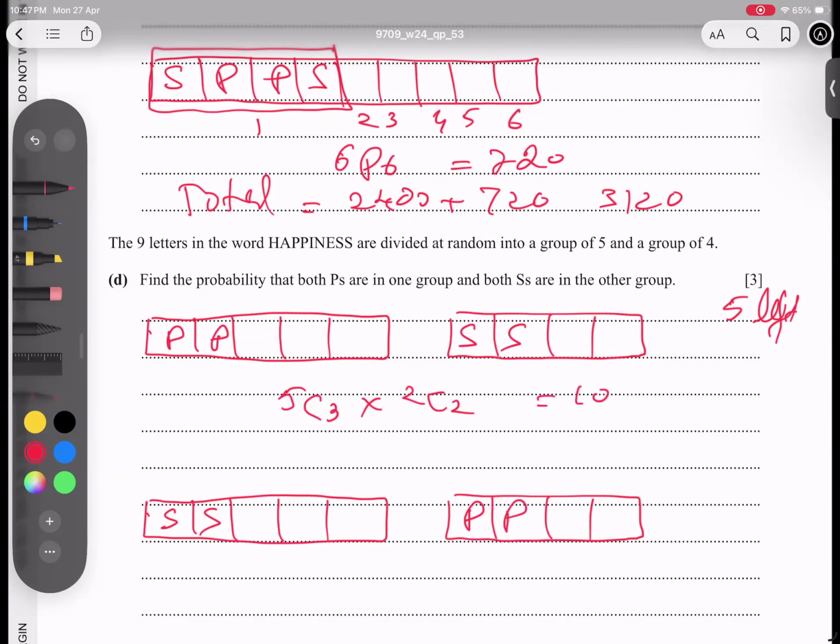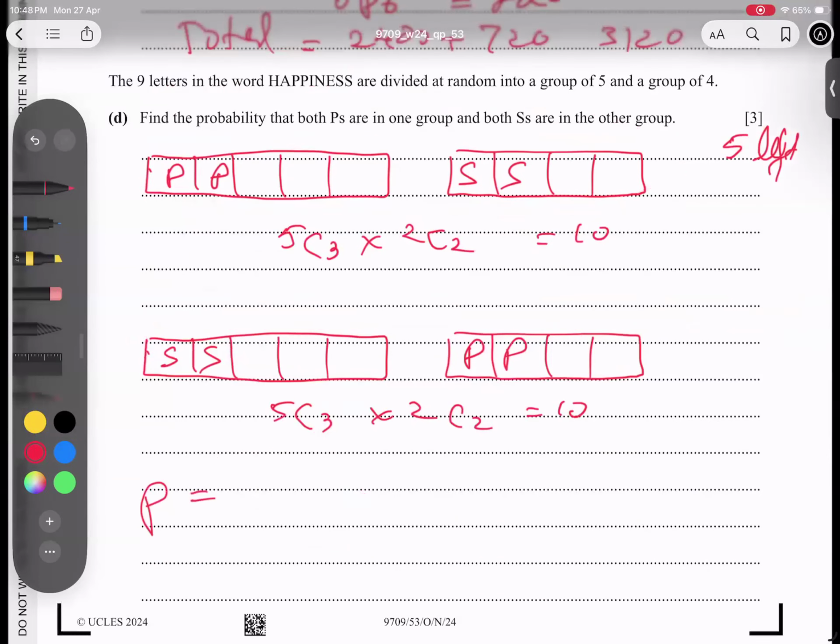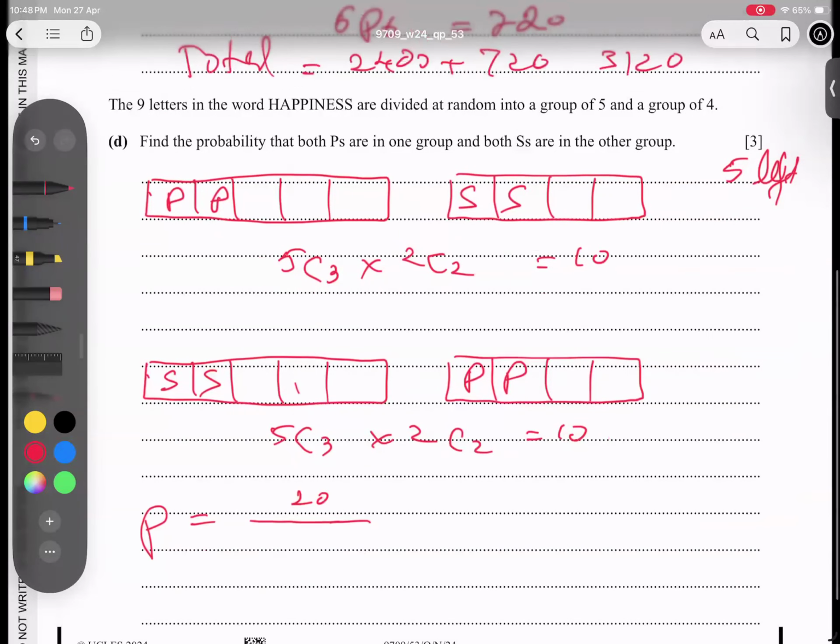And what about the same story here for 5? It means 5C3 into 2C2. Again 10. But he asked for probability. What is the probability formula, students? Favorable outcomes, I mean 10 plus 10, 20, I'm copying up. And total options down. And total options what? When 9 letters are there, and we have divided them into 2 groups, so what is the way? 9C5, and 5 gone, 4 left, and 4C4.